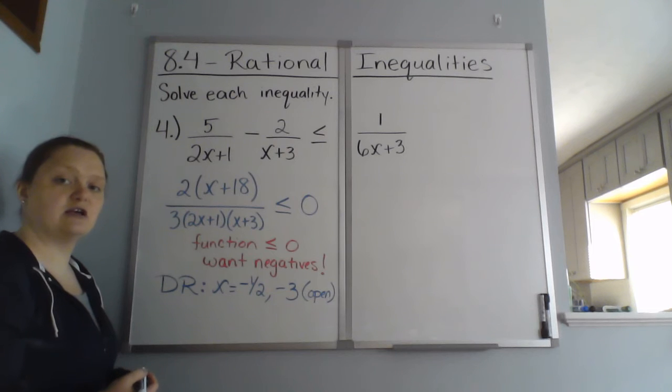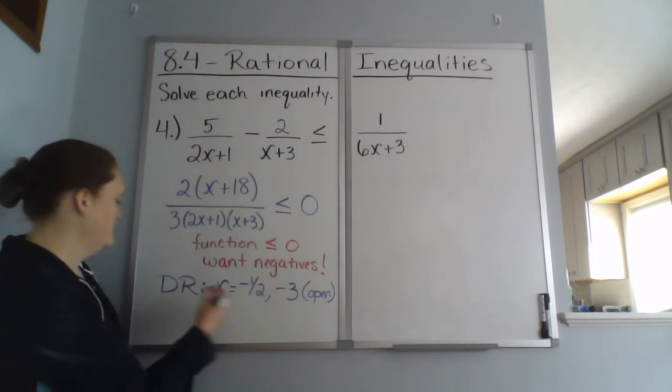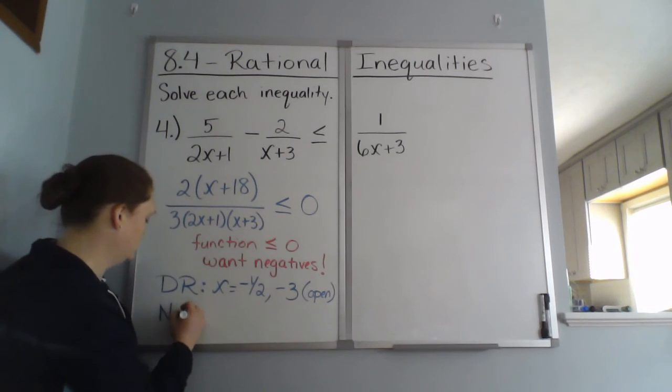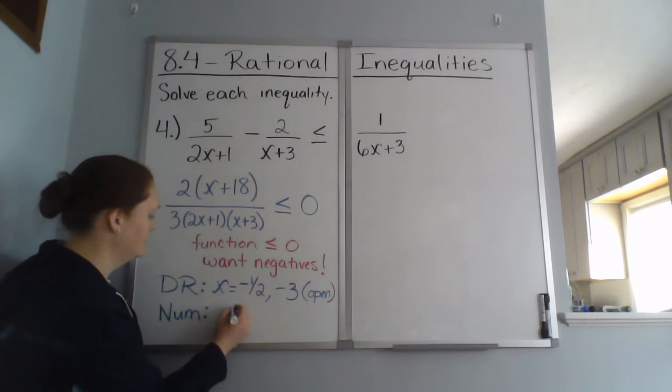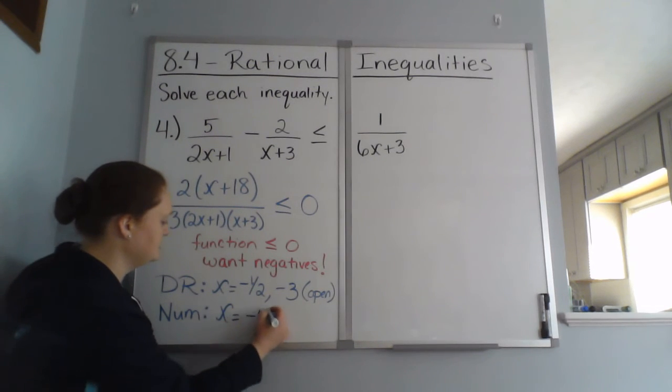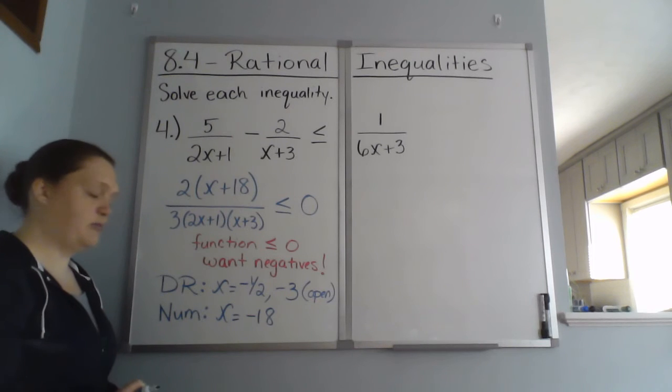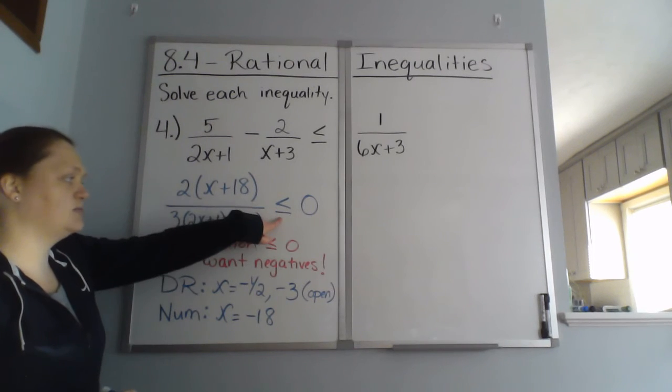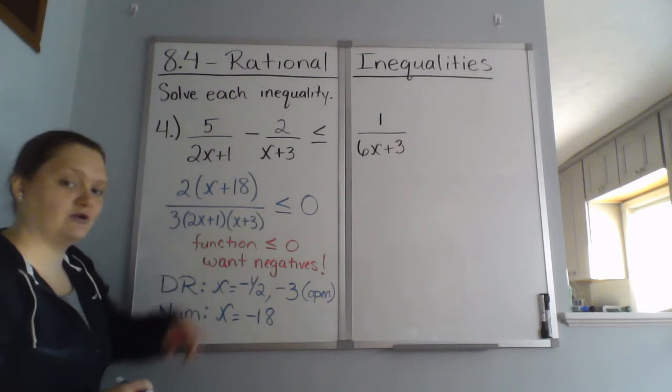And now we also want to take a look at the numerator equal to 0. That's going to give us x equals negative 18. Now, will that be open or closed? If you're looking at your symbol here, you can see that that's going to end up being a closed circle.